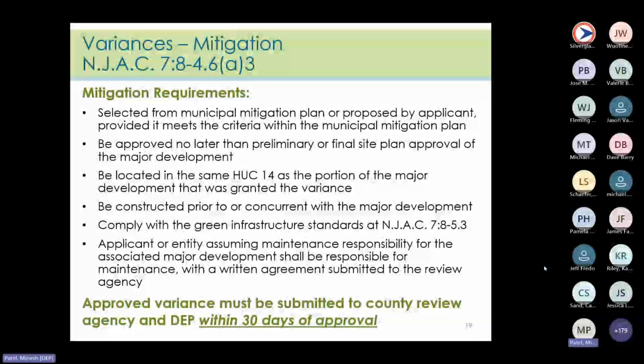It must be located in the same HUC 14. It must be constructed concurrently or prior to the major development. It must meet the green infrastructure standards. And the entity assuming the responsibility of maintenance for the project must submit a written agreement to the review agency. Lastly, the approved variance must now be submitted to the county review agency and the DEP within 30 days of approval.